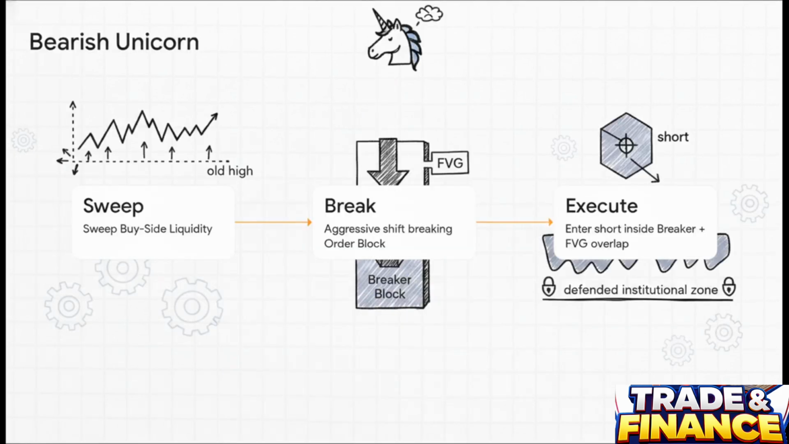So picture this playing out live for a short entry. Step 1. The market sweeps buy-side liquidity above an old high. Step 2. An aggressive downward shift smashes through the prior bullish order block. That creates a bearish breaker block while simultaneously leaving a bearish FVG right on top of it. Step 3. You target your short entry exactly inside this overlap. When you do that, you are mathematically aligning your crosshairs with the single most heavily defended institutional zone on the entire chart.